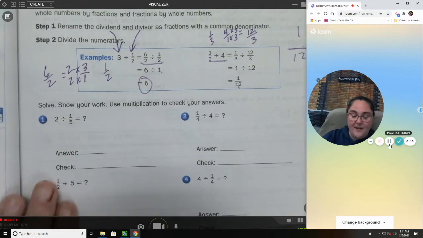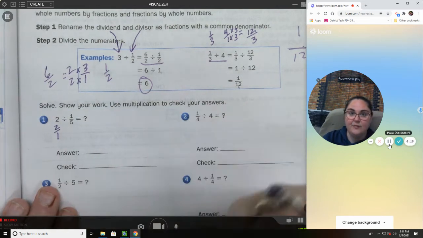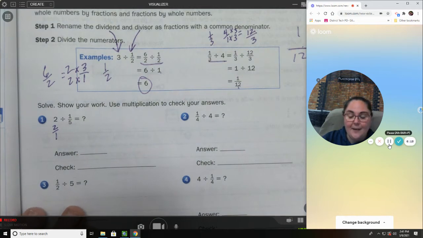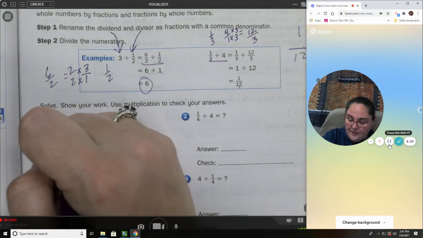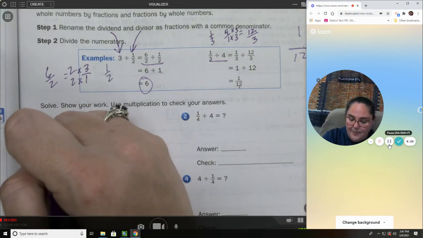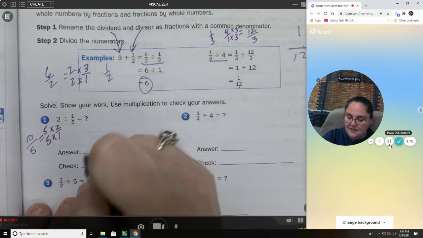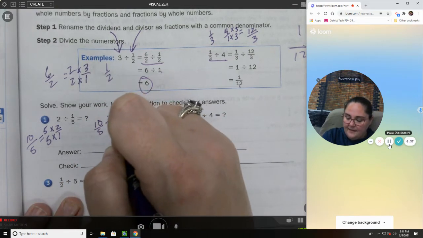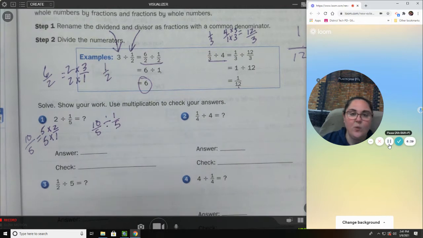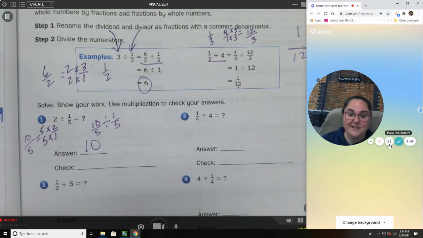So 2 and 1/5. The first thing I'm going to do is write 2/1, make it into a fraction. Now I need a common denominator. My denominator here is 5. I can make this one 5. Whatever I do to the bottom, I do to the top. So 10/5 divided by 1/5. Now I'm going to divide. What is 10 divided by 1? Easy. It's 10. That's how you're going to do these.